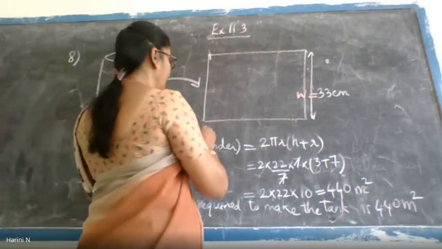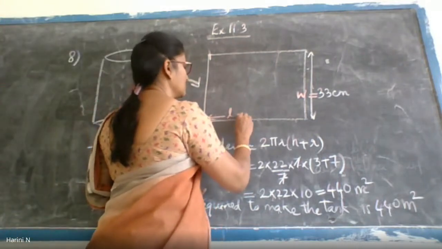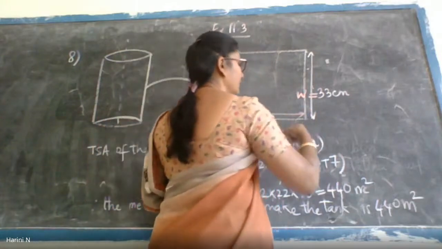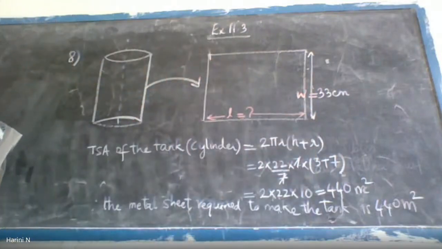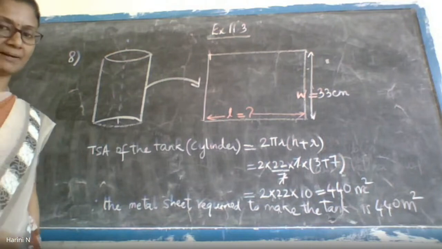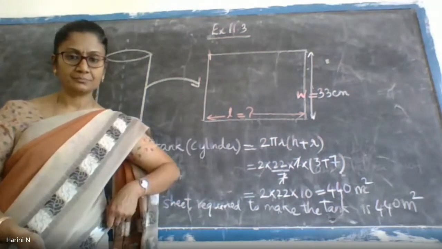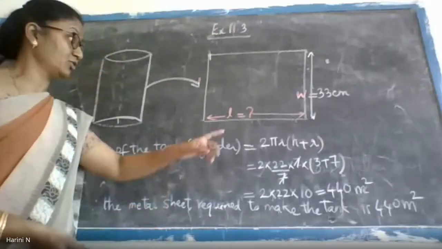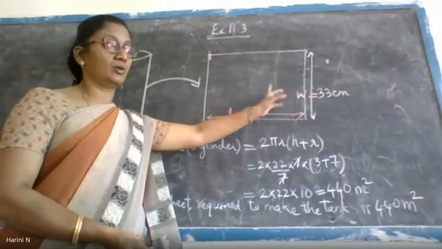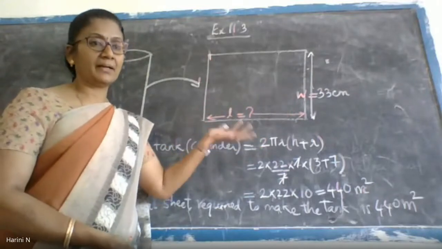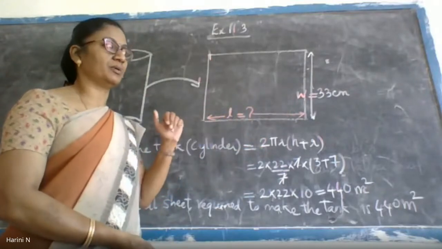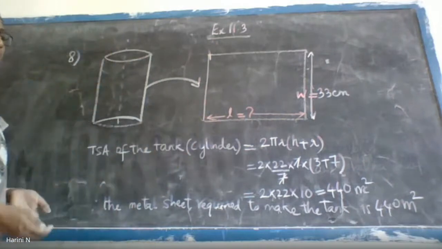For the perimeter I need the length, which is not known to me. What is the perimeter of a rectangle? What is the formula? Can you recall? Ma'am, 2 into L plus B. Yes, 2 into L plus B. So you require the length and the breadth. Only then you can find out the perimeter. But the length is not given to me. Is there any way I can find out the length?